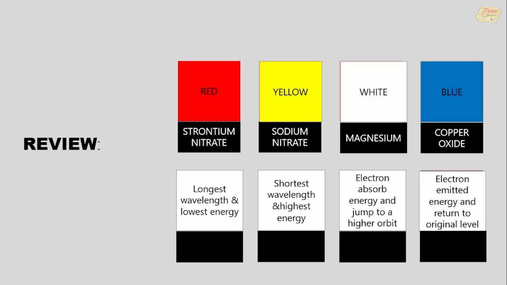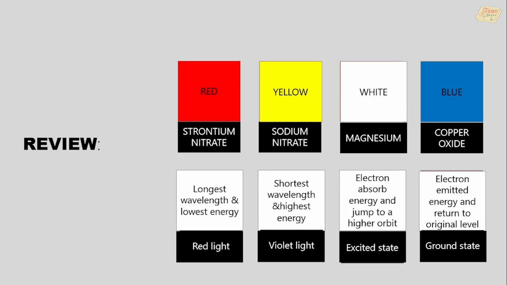Very good. Identify the following. It is the longest wavelength and lowest energy. It is the shortest wavelength and highest energy. It is the electron absorb energy and jump to a higher orbit. It is an electron emitted energy and return to original level. What do you think are the answers? The answers are red light, violet light, excited state, ground state.